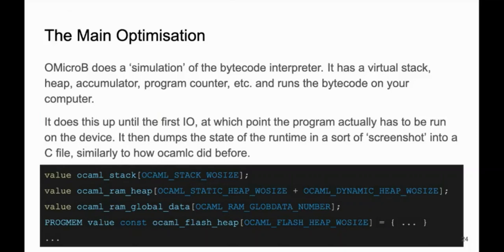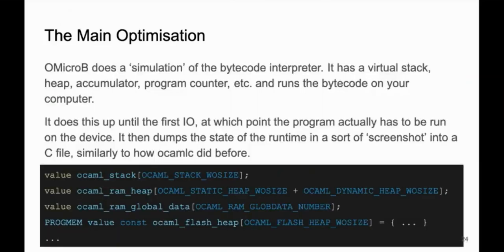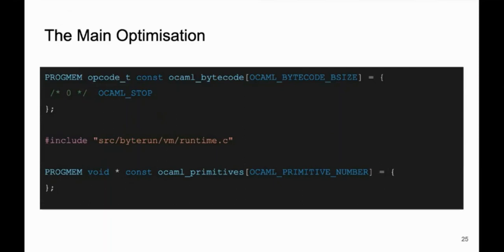So this is an excerpt from our 10+5 program from before, and 10+5 doesn't have any I/O. And so you can see our bytecode simply contains the halt instruction because it's been simulated up until termination. And so the result of 10+5 is probably stored in the flash heap somewhere. As well as this, you can see in the array of primitives, since we've simulated up until termination, we're not going to be using any more primitives. And so the array is empty.